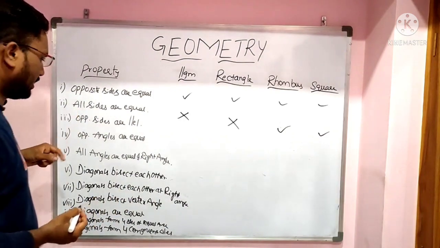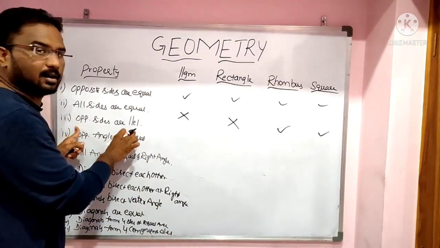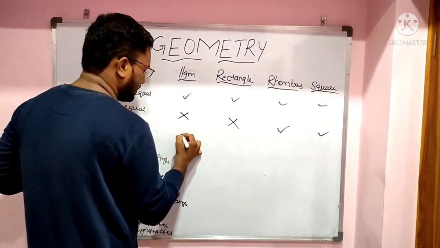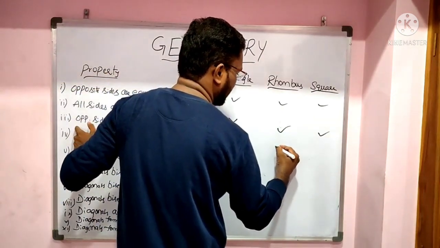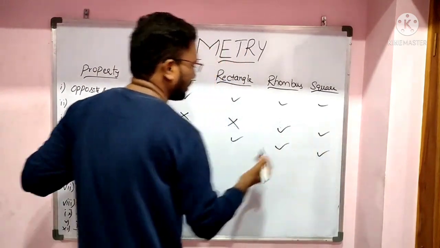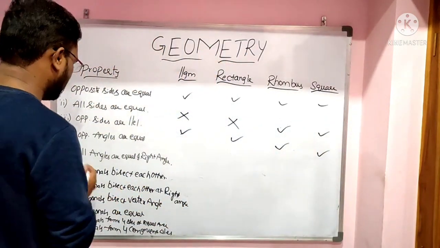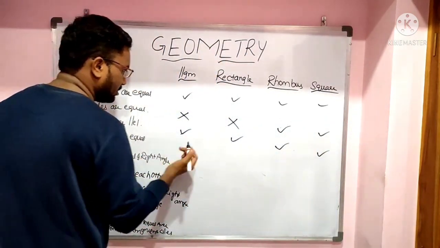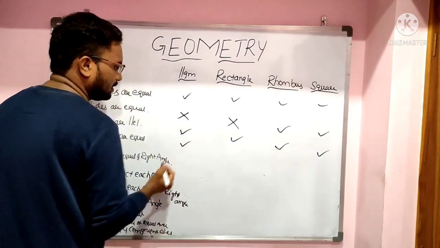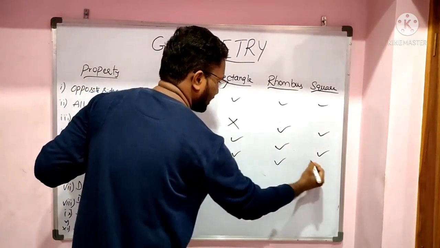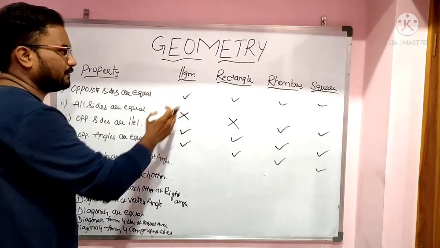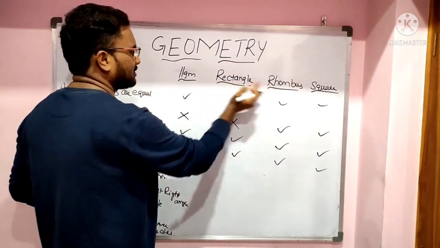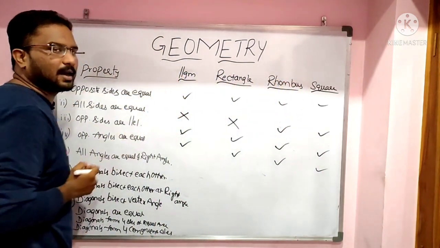Next, opposite sides are parallel. In a parallelogram, opposite sides are parallel. In a rectangle also parallel, in a rhombus also parallel, and square also parallel. Next, opposite angles are equal. In a parallelogram, opposite angles are equal, so if it is satisfied in a parallelogram, it is satisfied in all the remaining, because every rectangle, every rhombus and every square is a parallelogram.